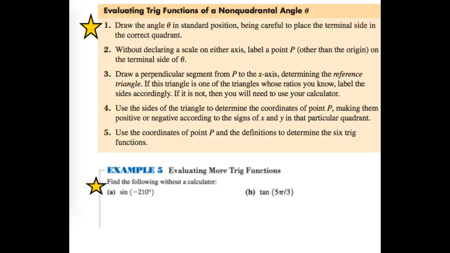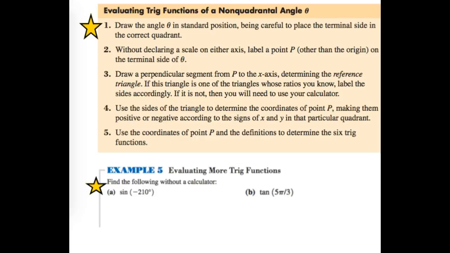So just some basic steps. You're going to draw your angle in standard position. Make sure your terminal side is landing in the correct quadrant. You're going to label that point P on your terminal side and figure out the 2 legs of your triangle. You want to draw a perpendicular segment from your point down or up to the x-axis and use that reference triangle.